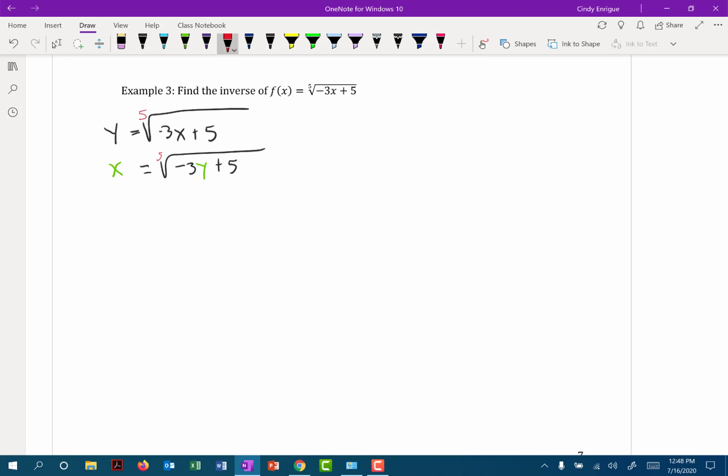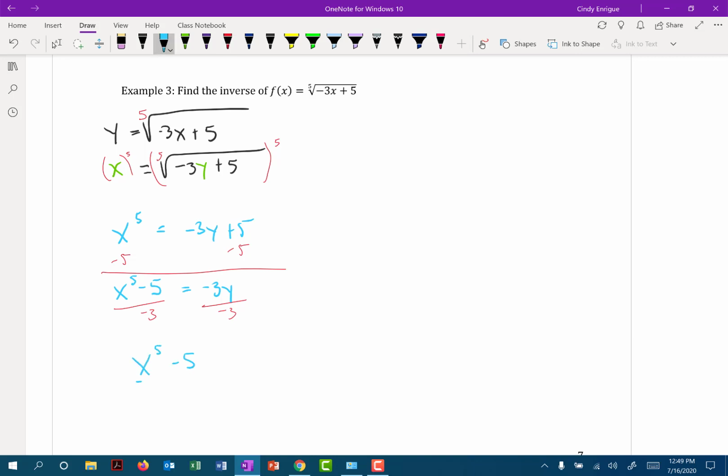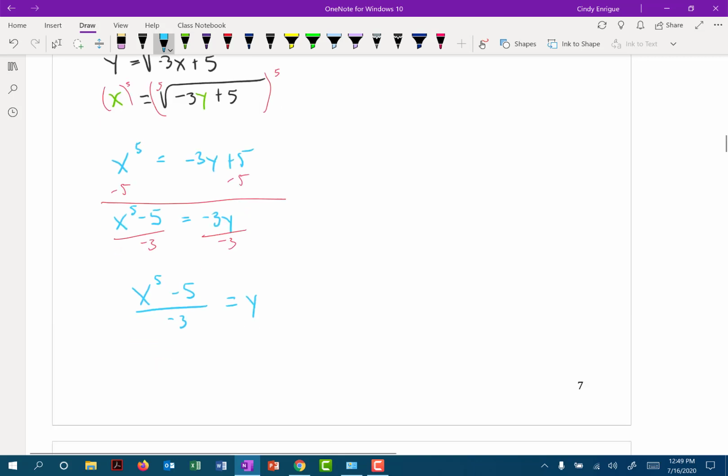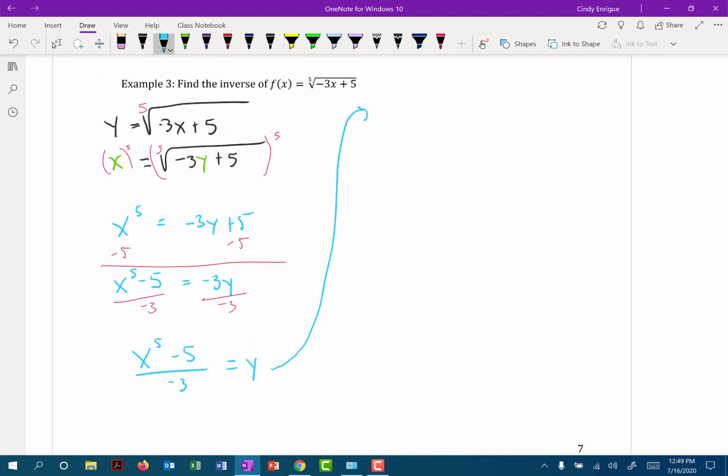So if I am going to solve for y now, I'm going to raise everything to the power of that index, which is 5. So now I have x to the fifth power is equal to a negative 3y plus 5. So subtract 5 from both sides, so that x to the fifth minus 5 is equal to a negative 3y. From here, divide by a negative 3. So that x to the fifth minus 5, divided by negative 3, is equal to y. So I'm just going to rewrite what I have. y is equal to x to the fifth minus 5, divided by negative 3.